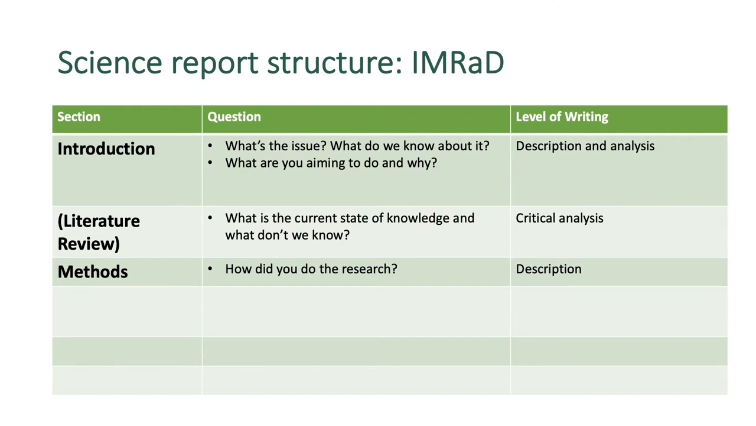Methods. How did you do the research? The methods section really is a pretty straightforward description of what you did to perform the experiment or collect and process the data. It's often relatively short, about 15 to 20% of the report, and because it describes what you did, it's written in the past tense, whereas the rest of the report is written in the present tense. In a lab report, it might even be largely based on the experiment brief you were given.